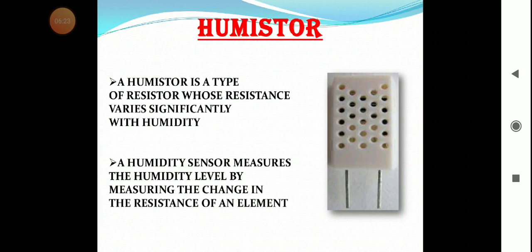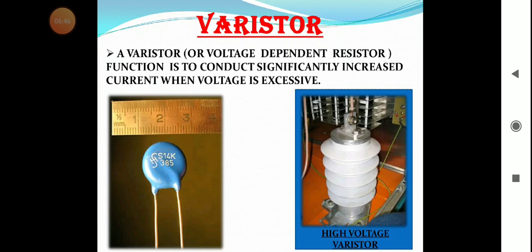Another one is the humistor. A humistor is a type of resistor whose resistance varies significantly with humidity. That's why it is called a humistor. A humidity sensor measures the humidity level by measuring the change in the resistance of an element.